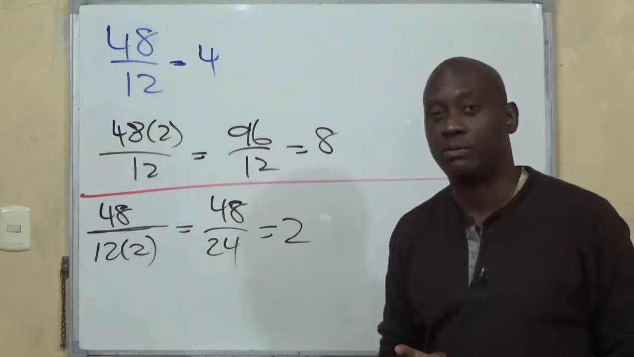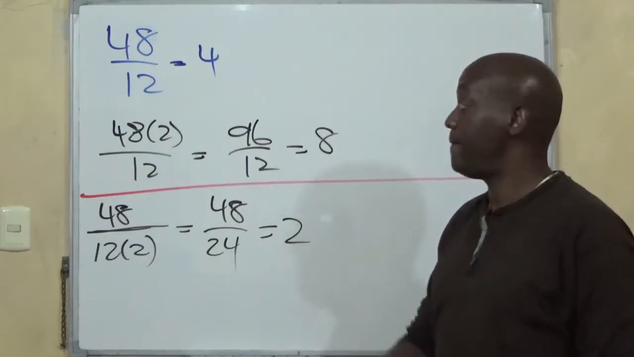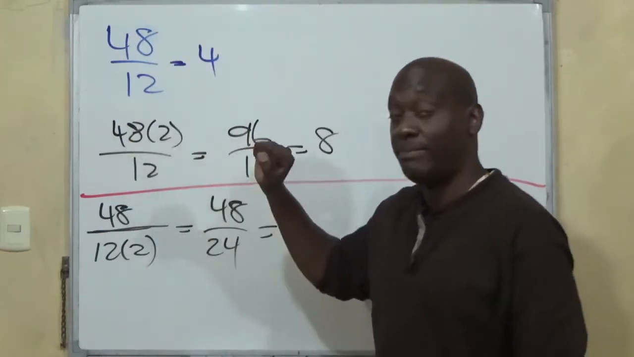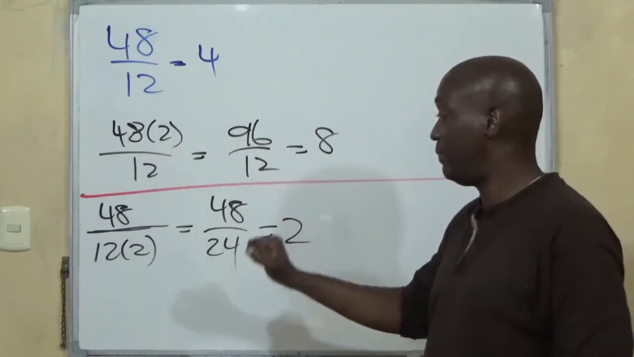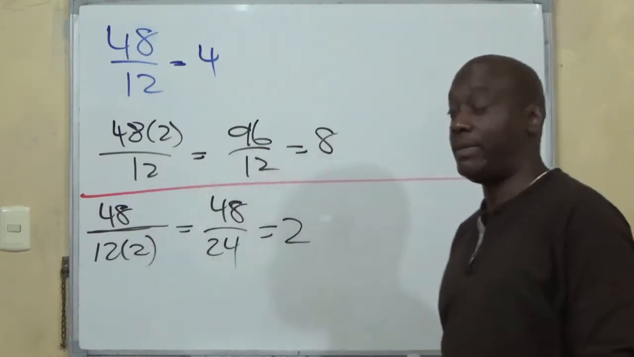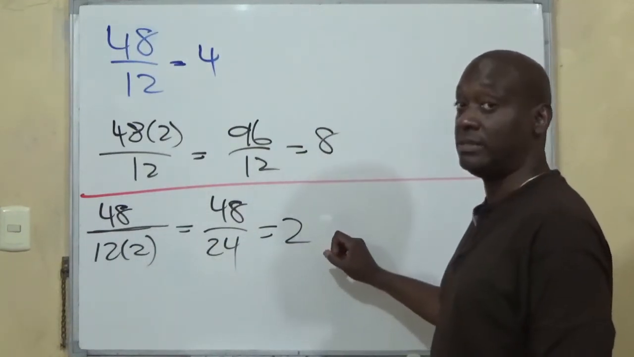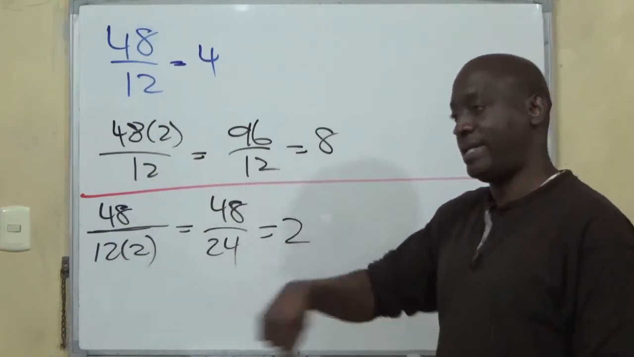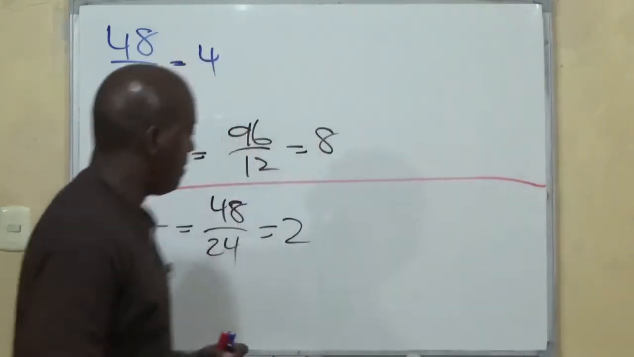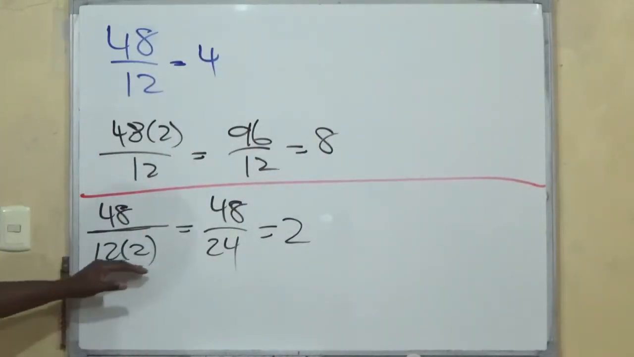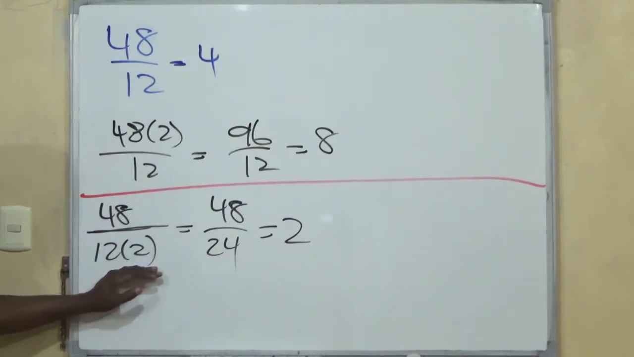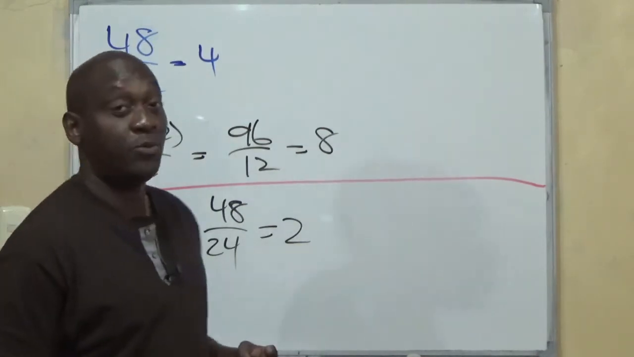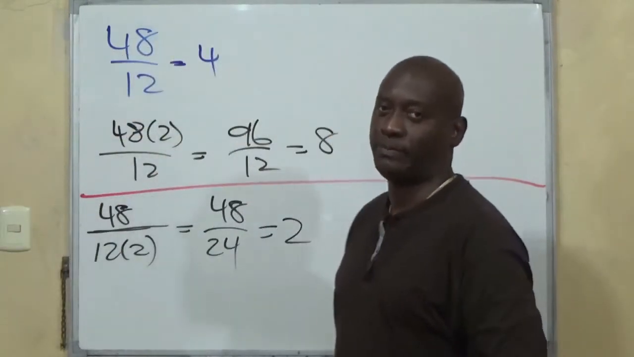If you wasn't sure of what I was saying in the previous video, you look at the numbers, you treat the 48 over 12 as a fraction. In this case, you multiply the numerator alone by 2. In this case, you multiply the denominator alone by 2. And you got the appropriate results. Multiplying the numerator alone by 2 has the effect of multiplying the whole fraction by 2. And by the same token, you multiply the denominator alone by 2. What you effectively doing is dividing the whole fraction by 2.